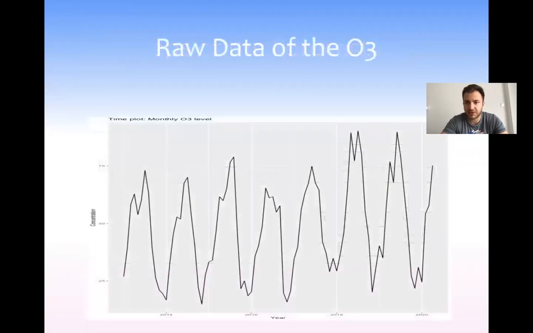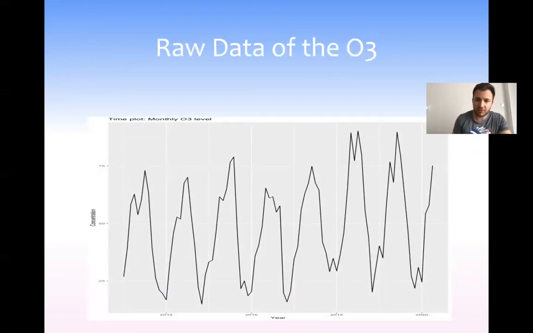Let me give some info about the data set I use. I use the data set of the air pollution of Prague, Czech Republic, between January 2013 and April 2020. And we try to predict the next almost two and a half years for the ozone and PM10 levels.